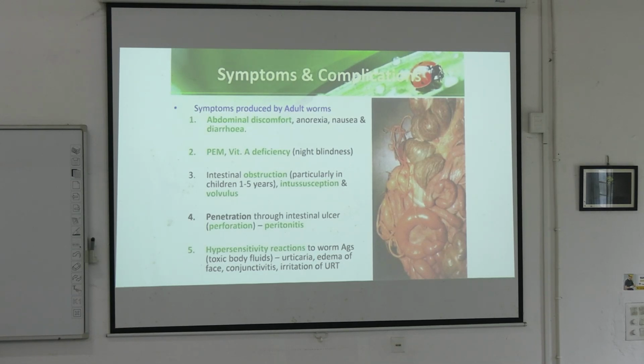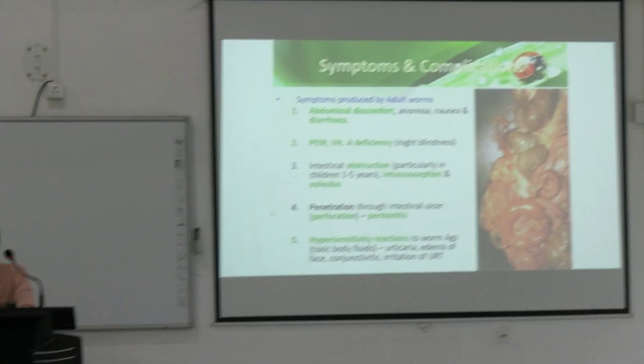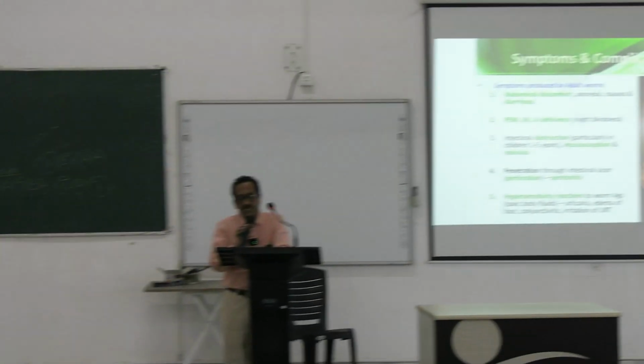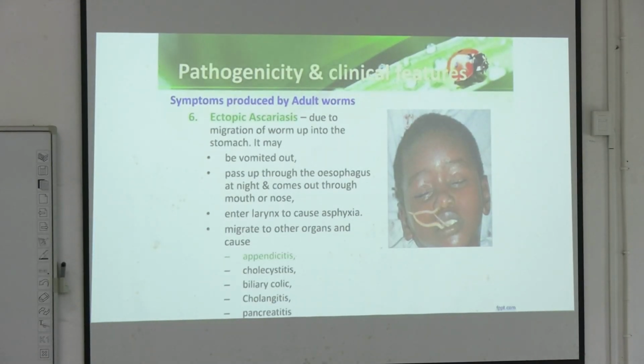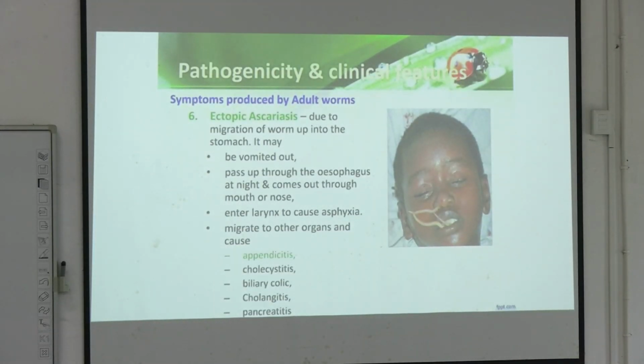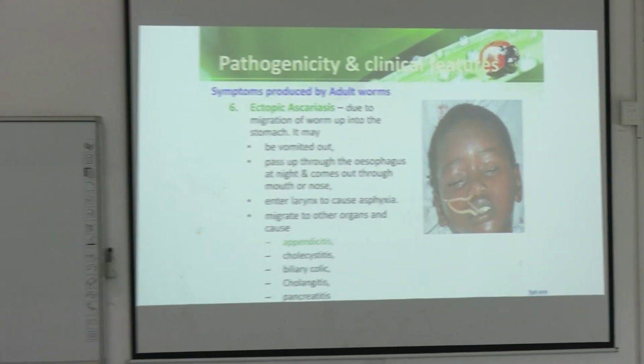So 3 points. It may be asymptomatic, presenting as anorexia or indigestion, or it may present as intestinal obstruction in children, usually intussusception, and other nutritional deficiency. Vitamin A deficiency occurs in Ascaris. These are the 3 points you should remember about Ascaris. Sometimes appendicitis, cholecystitis, biliary colic and cholangitis can occur due to ectopic ascariasis.